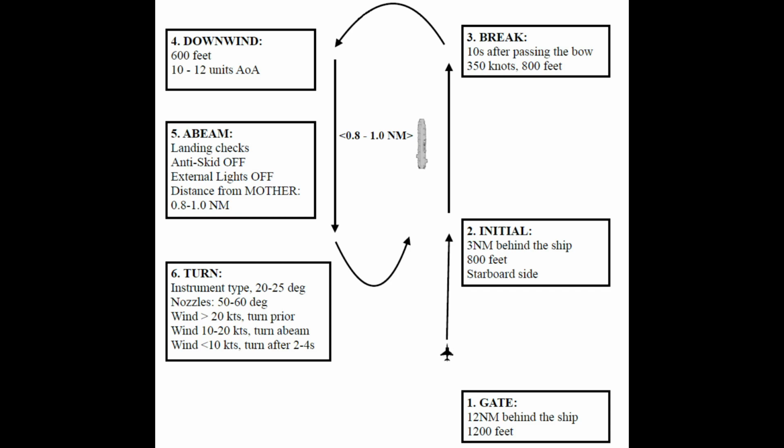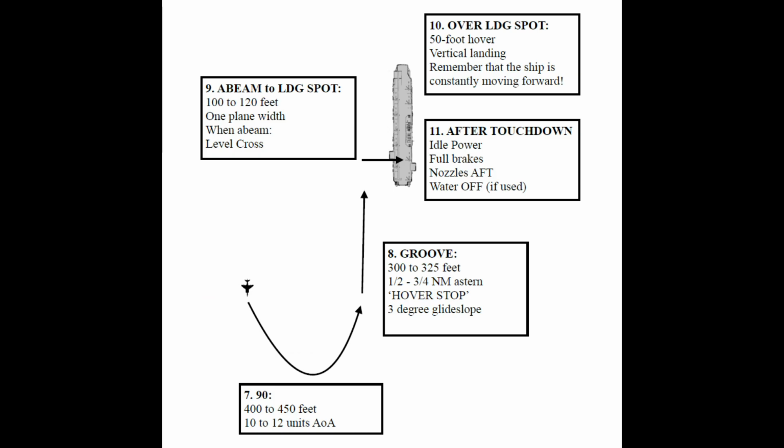Now turning on to base leg, we will want to put our nozzles to 50 to 60 degrees, and if the wind is greater than 20 knots, we need to turn prior our landing spot. If the wind is 10 to 20 knots, we need to turn beam our landing spot, and if the wind is less than 10 knots, we need to turn after 2 to 4 seconds passing the landing spot. Once we're at the 9E, we need to be 400 to 450 feet off the sea and pulling 10 to 12 units of angle of attack.